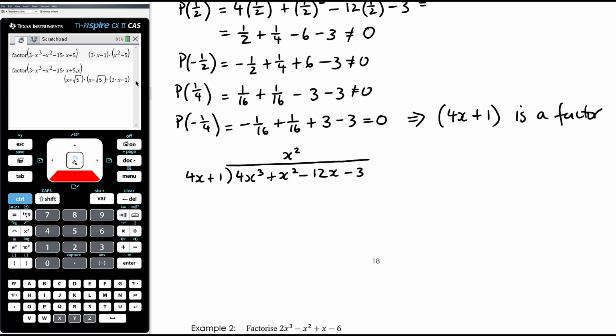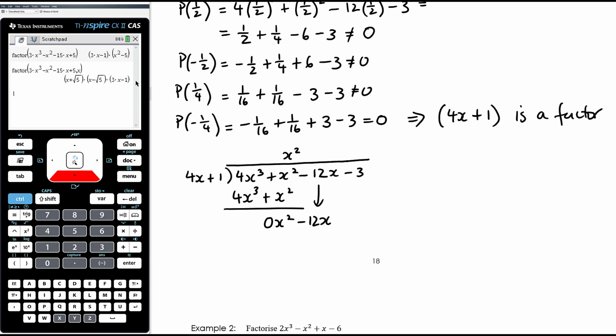And then we do x squared times 4x plus 1, and write it underneath, so it's 4x cubed plus x squared, and then we subtract. Okay, so we've got this 0x squared happening here, so we do just need to be a bit careful about that. Just persist through it. Okay, I know it's a bit awkward, but we'll go with it.